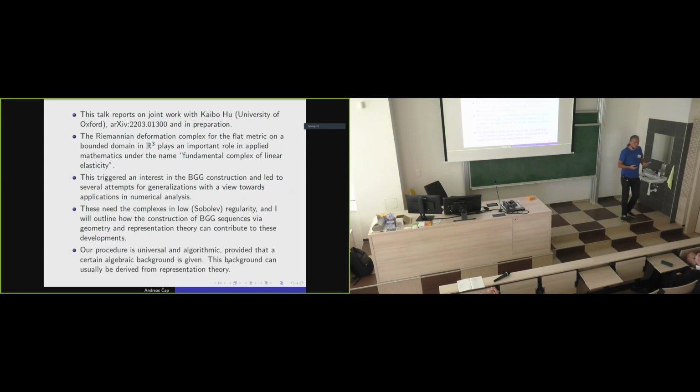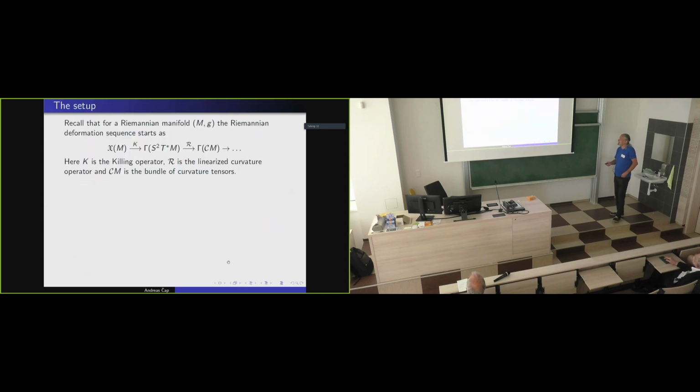And as it is usual with these BGG constructions, you need a certain algebraic background in the construction. And this background is quite unexpected from a geometric point of view. In particular, if you just look at Riemannian geometry, you would not come to the idea that this is what you want to do. But from the parabolic point of view, it is pretty natural. And it can be derived just from finite dimensional representation theory. And once you have this background at hand, the rest of the procedure is completely universal and completely algorithmic. There's nothing, just a few computations, and I will outline how this works.